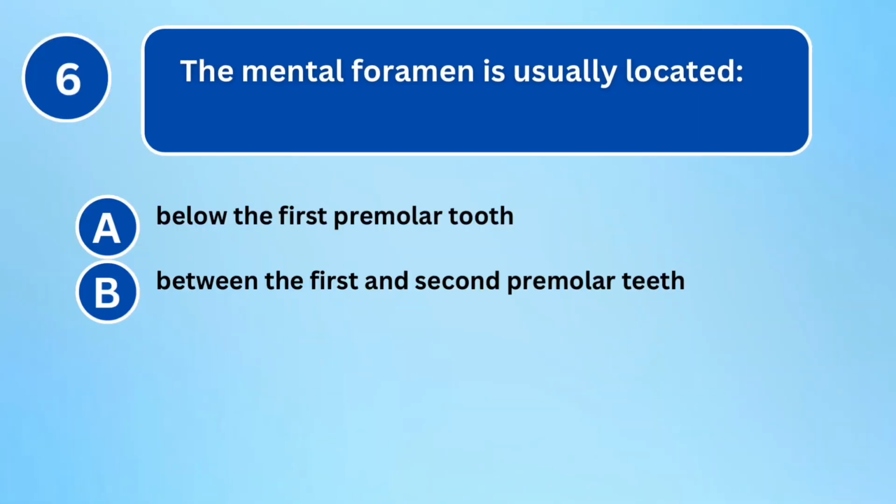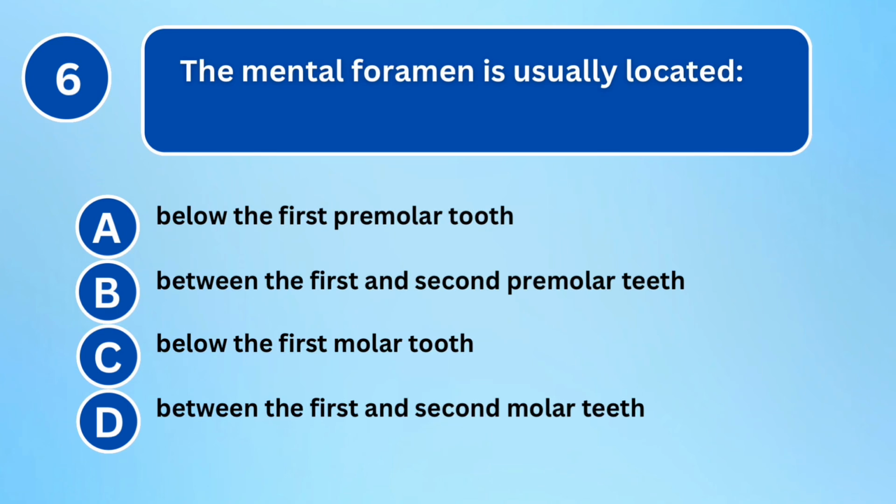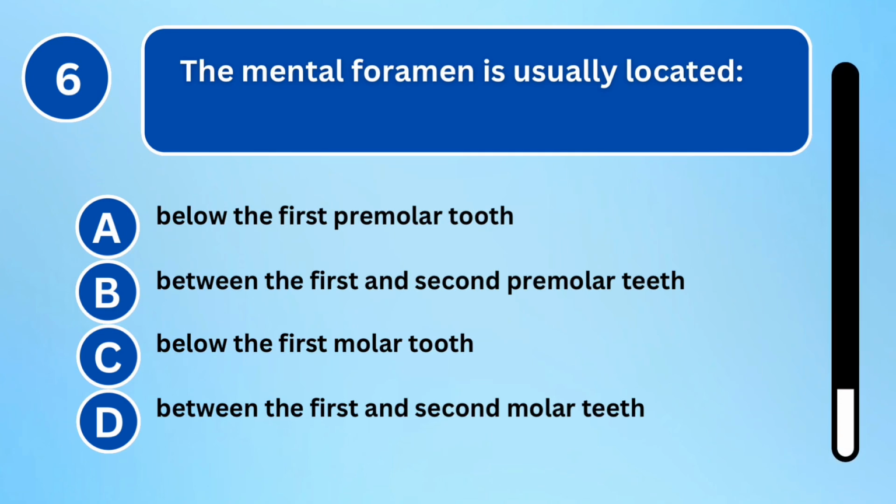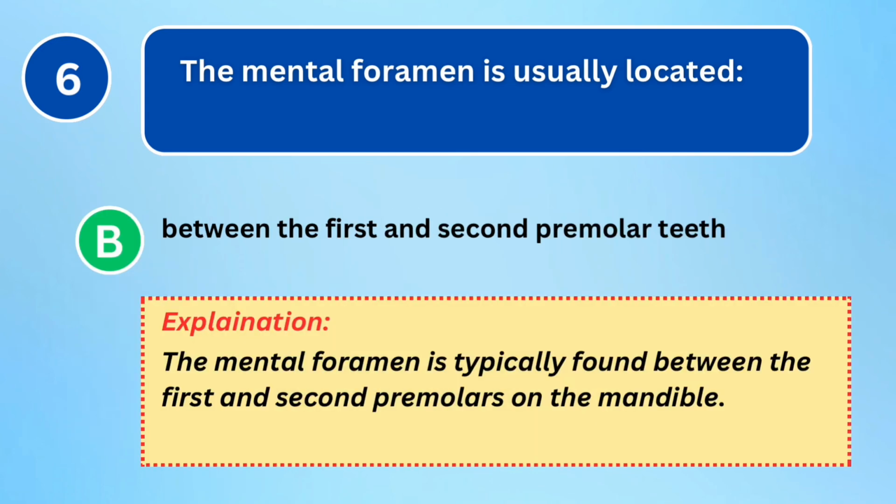The mental foramen is usually located: A. below the first premolar tooth, B. between the first and second premolar teeth, C. below the first molar tooth, D. between the first and second molar teeth. Correct answer is B. between the first and second premolar teeth.